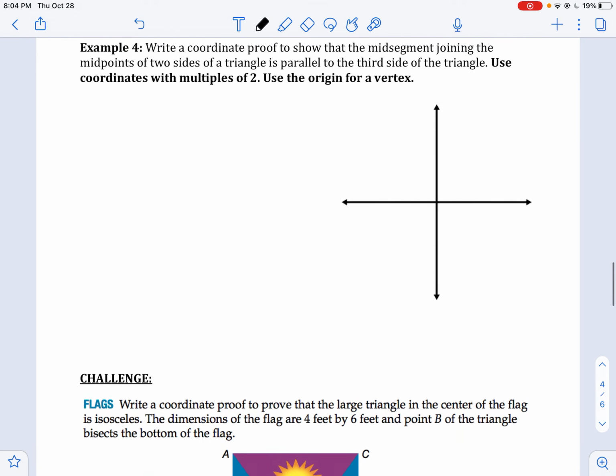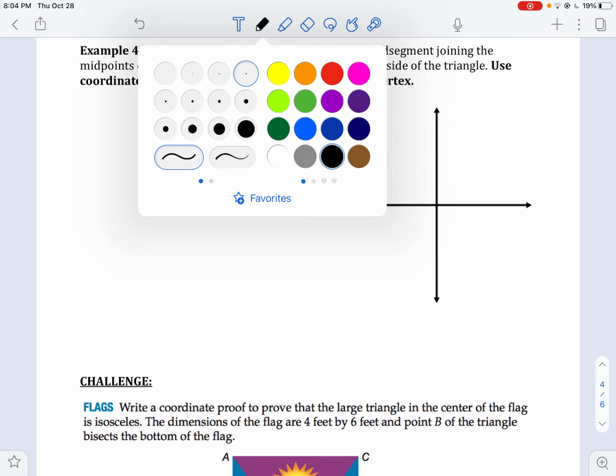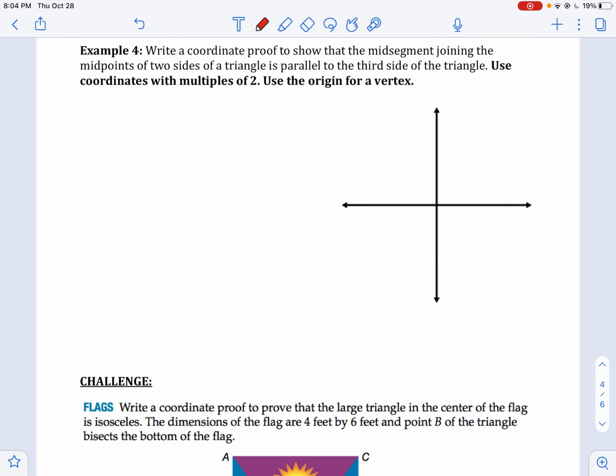All right, let's try one more proof. I want to write the coordinate proof to show that the midsegment joining the midpoints of two sides of a triangle is parallel to the third side of that triangle. Well, it said triangle. Okay, well, I might as well create a triangle. It didn't tell me what kind of triangle, so I cannot assume it's isosceles. I can't assume it's equilateral. I have to make the most general triangle I can. But I can still use 0, 0.